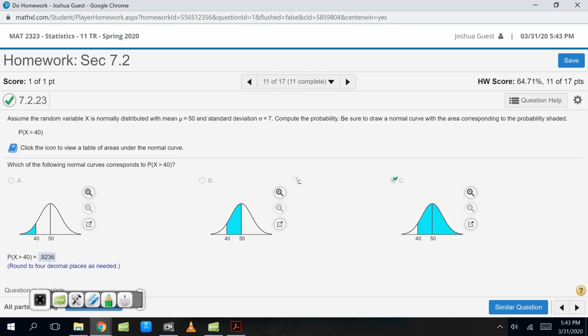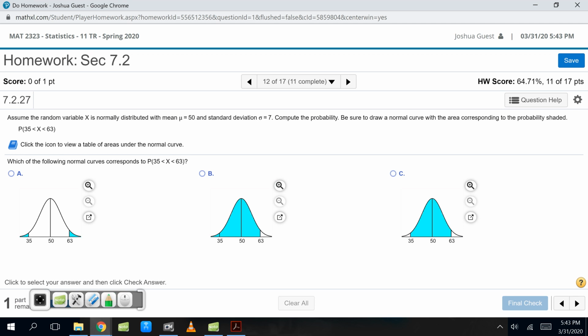Look, it even knew how I missed it. Look at that, right? Because I forgot to subtract it from 1. Okay?